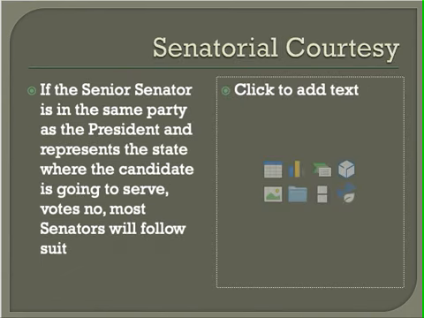And then one other thing about Congress, a little different here, Senatorial Courtesy. If the senior senator in the same party as the president, and who represents the state where the candidate is going to serve, votes no, most senators will follow suit. So if there's an appointment of an individual from Illinois and a senator says no, this is not a good appointment for that position, a lot of the senators will respect that and agree. Okay, so there's a little courtesy there by working together with your colleagues.